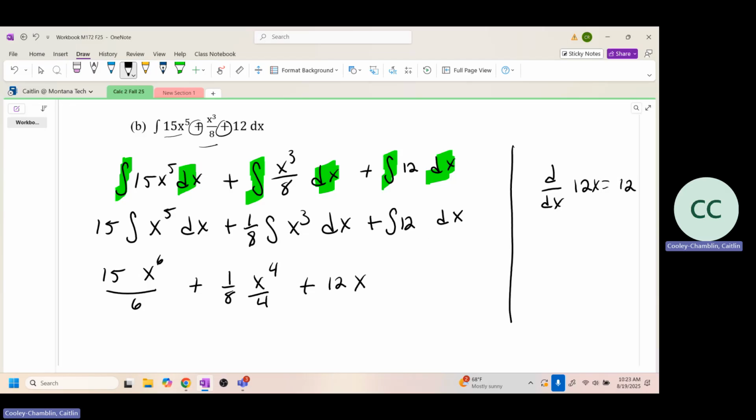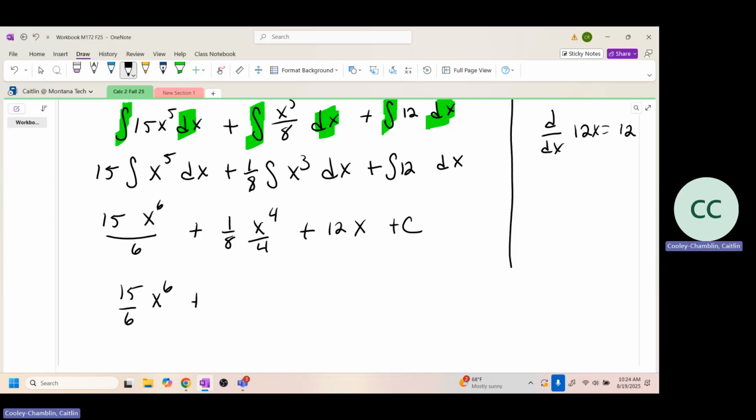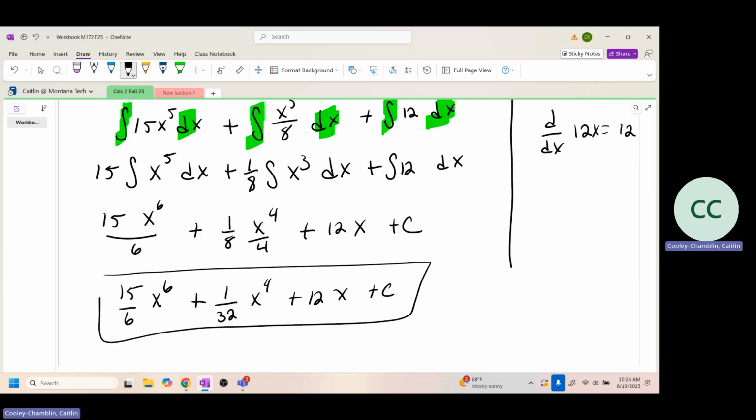Okay, we took all these antiderivatives. Now we need to do plus c. And I'm going to simplify this and then I'm going to answer that question. So we have 15 over 6, x to the 6th, plus 1 over 32, x to the 4th, plus 12x, plus c. And this is our final answer.